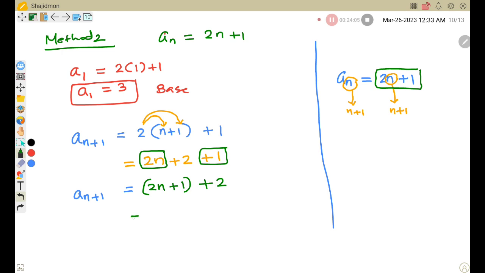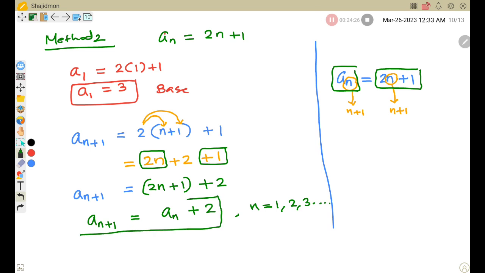So how to write the answer? Equals 2n plus 1, what is the meaning? The same as a_n, correct? So a_n plus 2 we are getting. a_{n+1} equals a_n plus 2, where n equals 1, 2, 3, like that it is continuing, correct? So this is the recursive definition of that sequence. Hope you understood this question.